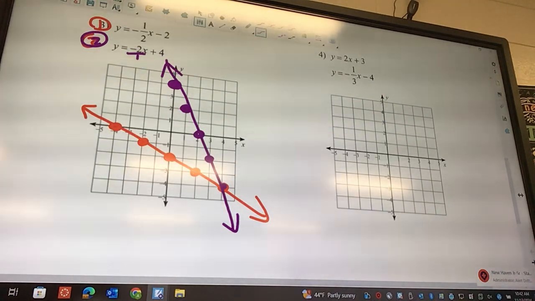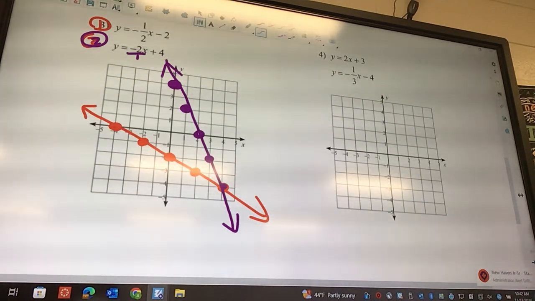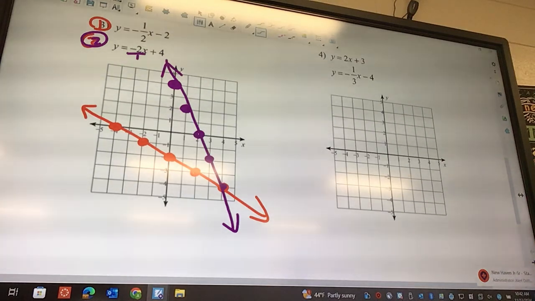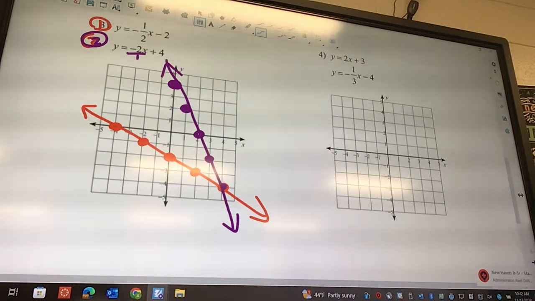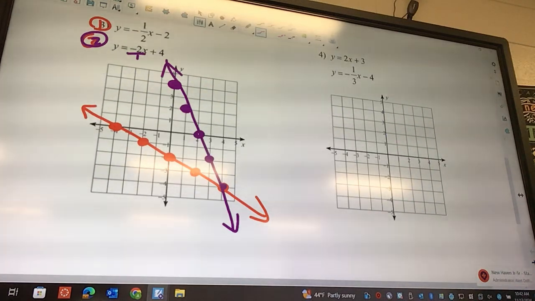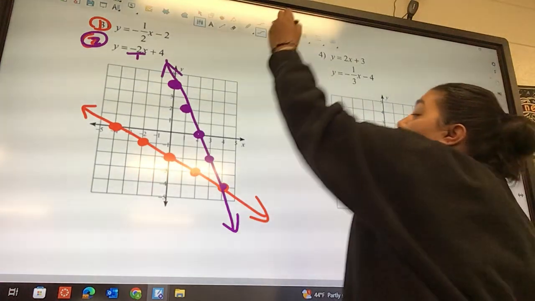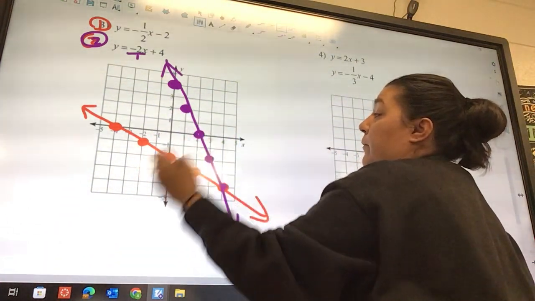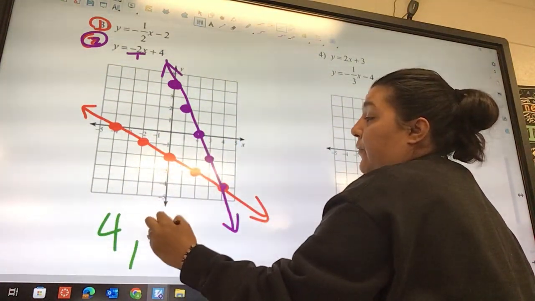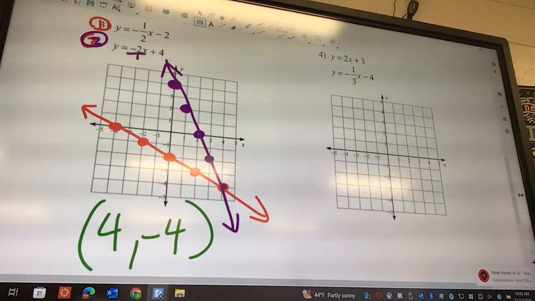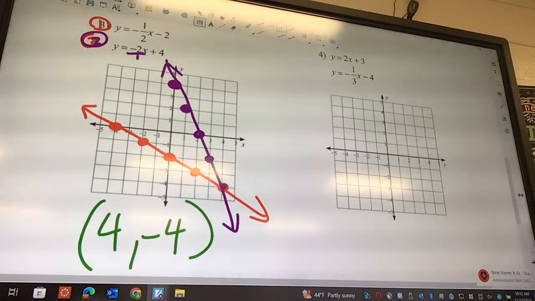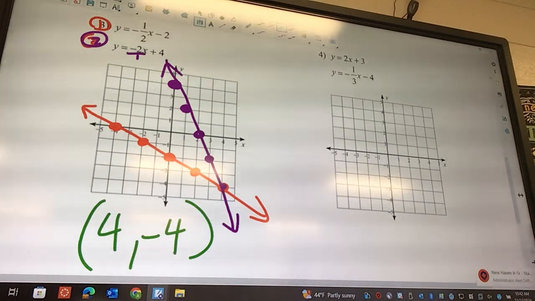On line 2, we got a lot of dots going on. So you should have a lot going on. You have to do all the dots. And that intersection point, we're going to count from 0. We're going to go to the right 4, down 4. So 4, -4 is going to be that intersection point. Do we have to write that down? Yes, that is the actual answer.